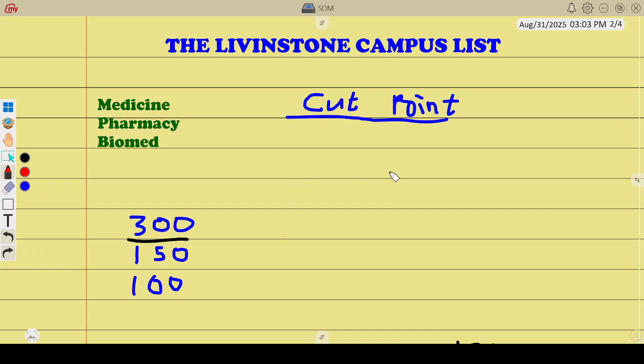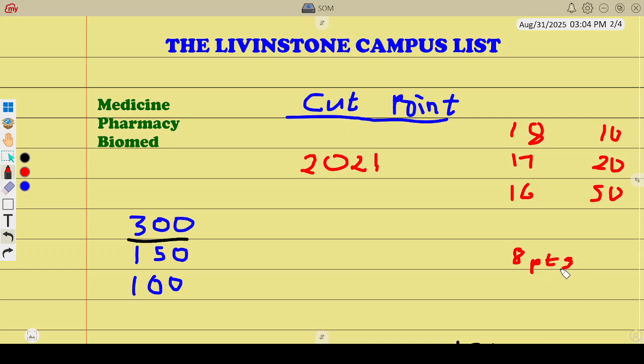I can give you an example of 2021. This one was a hot academic year during the coronavirus era. A lot of people did very well. People with 18 points were reaching like 10, people with 17 points were like 20, people with 16 points, even 15, and then coming down. So in this academic year, the cutoff point was 8 points, and the target was reached. So this is what determines the cutoff point.